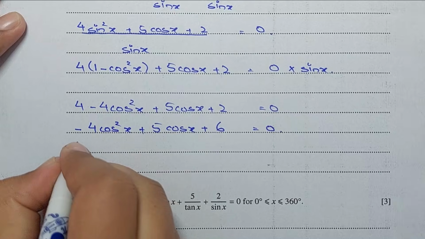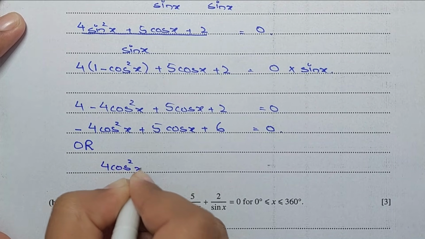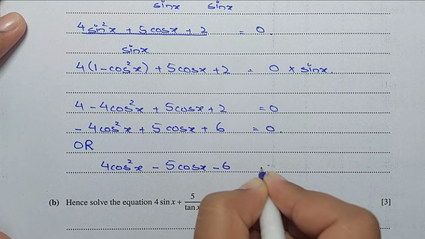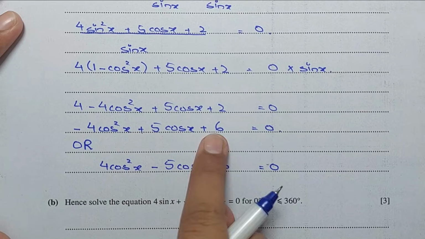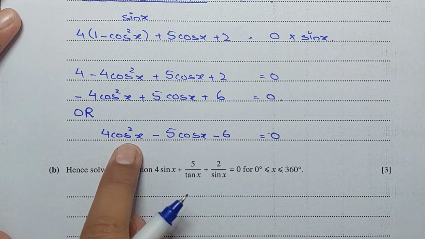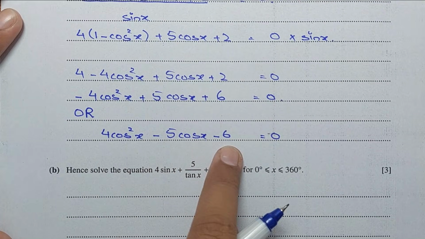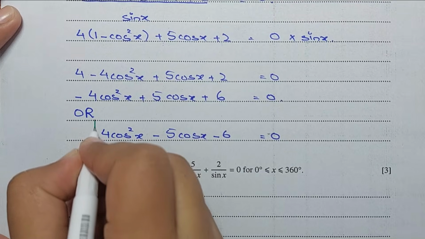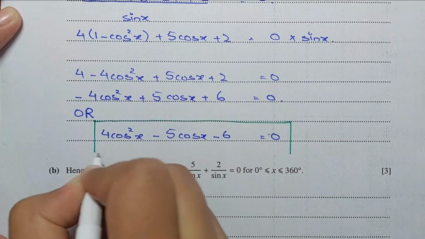Or we can take a negative sign common. So we have 4 cos square x minus 5 cos x minus 6 equals to 0. When you take a negative sign common, this is positive, this is negative, and this becomes negative. So now this is in the form of a cos square x plus b cos x plus c equals to 0, where a, b, and c are integers, which are 4, minus 5, and minus 6. These are integers. All right.